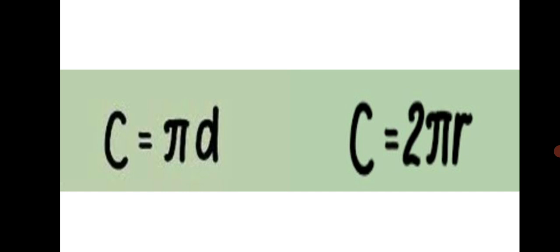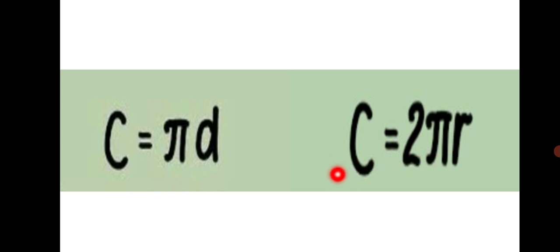Let's have a look. So these two formulas, write down in your book carefully. Circumference is equal to pi d, where pi is 22 upon 7, constant value, and d will be given to you in the textbook question, so you can find the circumference. If radius is given, then you can use this formula. Circumference is equal to 2 pi r, where again pi is 22 upon 7 and r is given in the textbook. Then you can substitute its value and find the circumference.